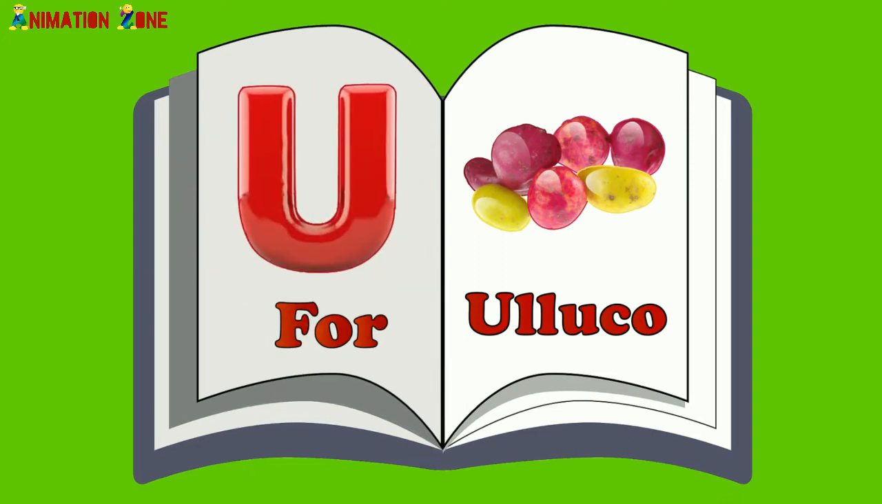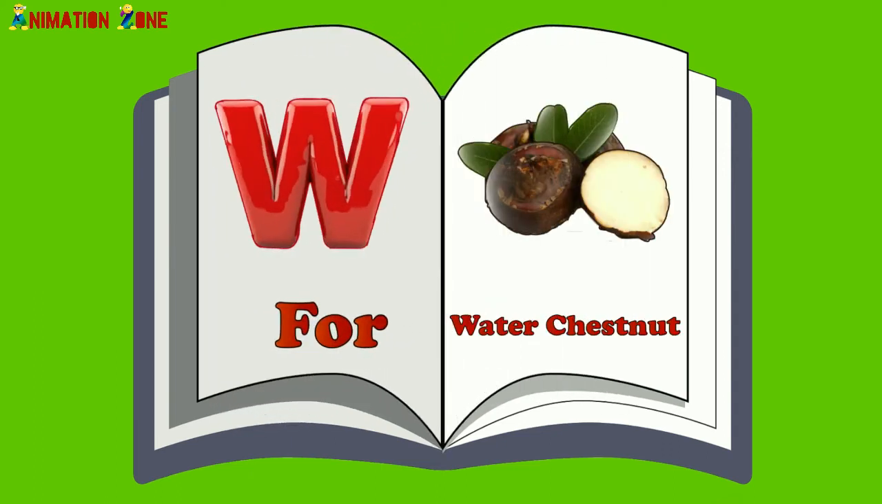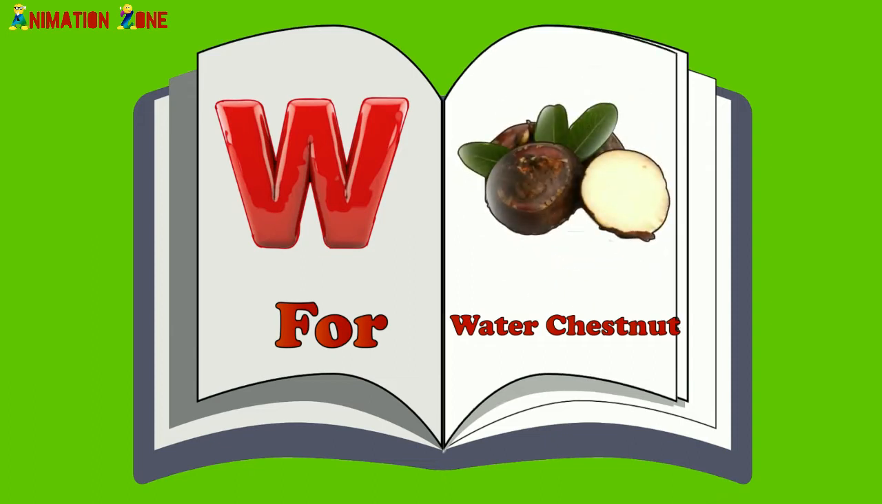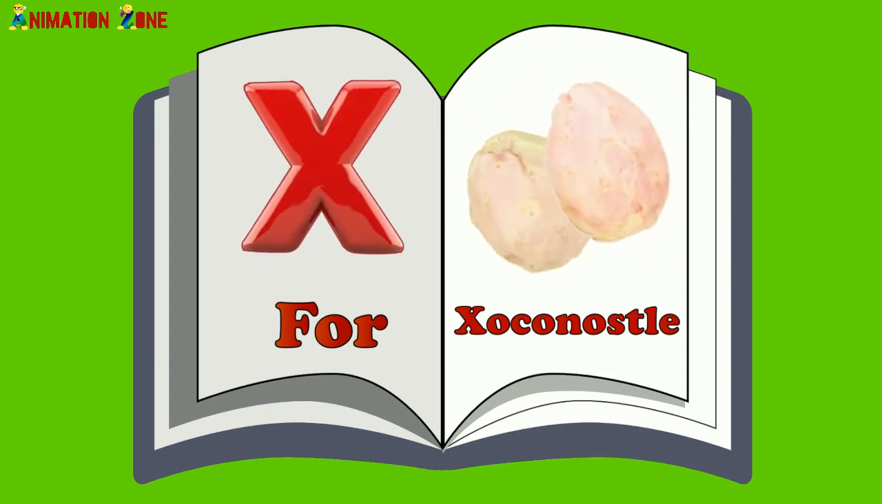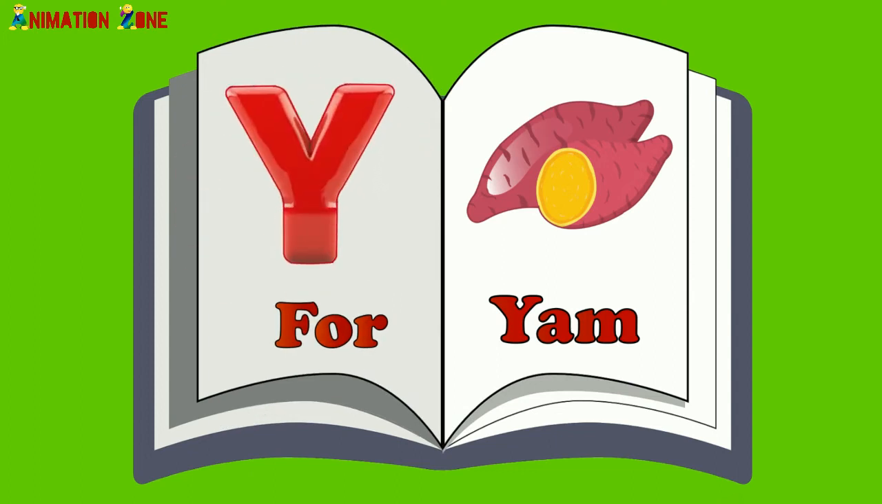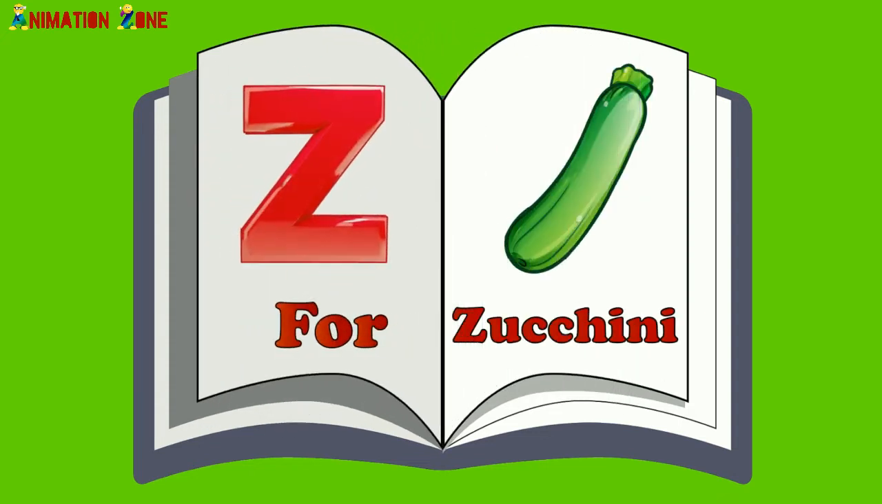U for uyuko. V for velvet beans. W for water chestnut. X for zokinosal. Y for yam. Z for zucchini.